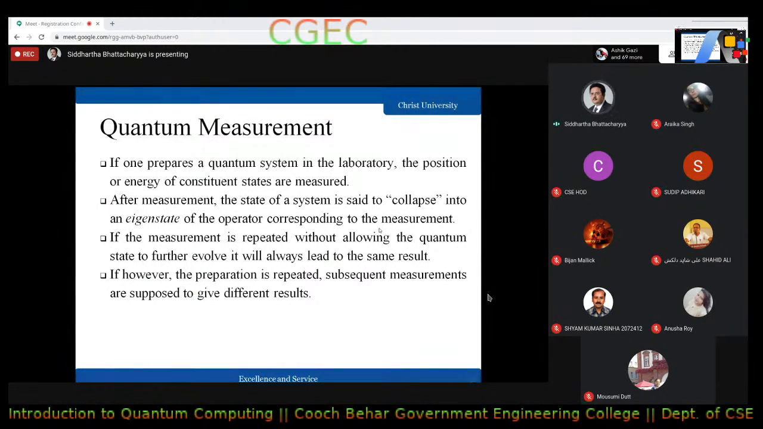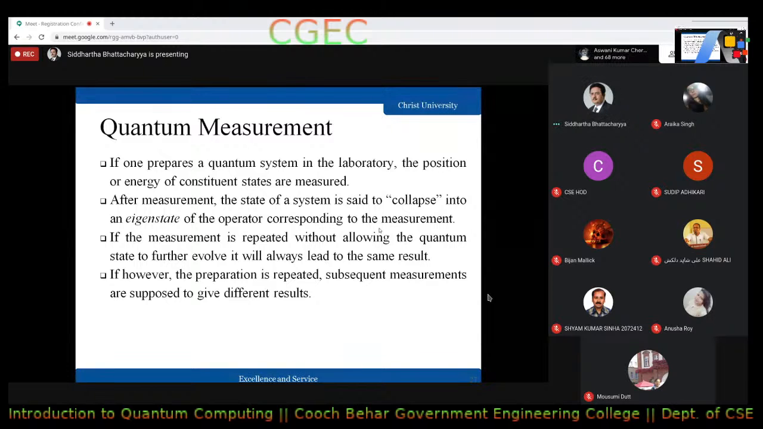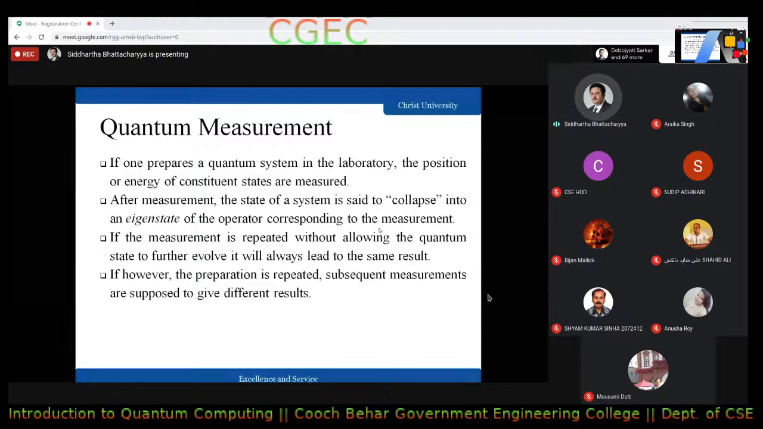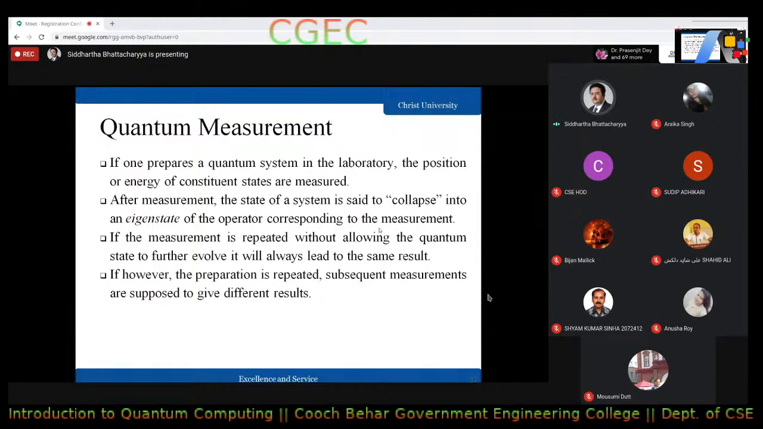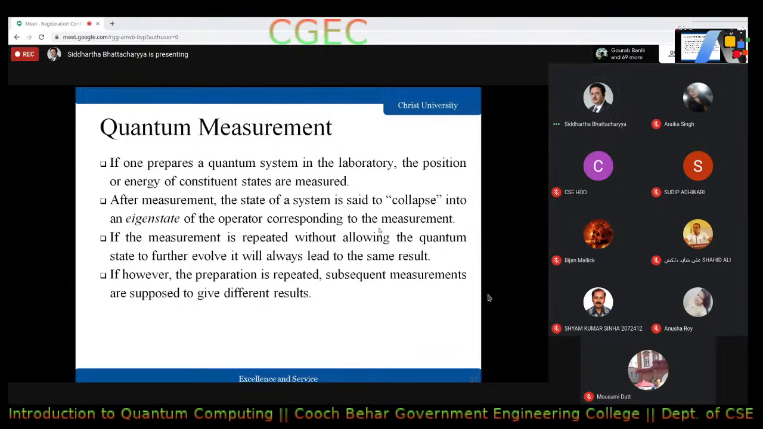Now when you measure them, that means when you take part of the system and go for measurement, the state collapses. The entire superposed state collapses to either of the states. The interesting thing is that if the measurement is repeated, for example at time t you measure it and get a value 1, it collapses to the 1 state, not 0. Say after t plus 2, you again measure it, you will find 1 again if the quantum state is not allowed to evolve. That means there is no disturbance or external noise which disturbs the isolation of the system. So as long as the quantum state remains intact, you will get the same result however many times you measure.